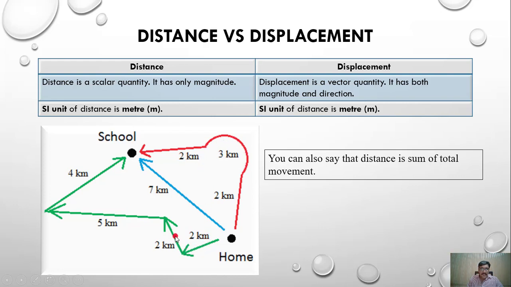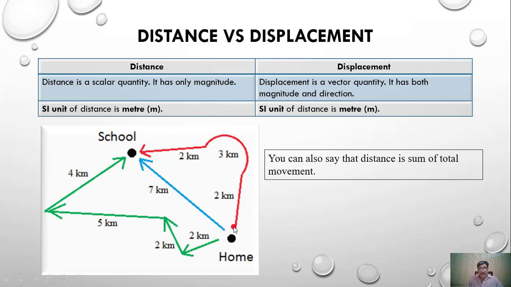If you follow this green path, then you have traveled some distance from your home, it is 2 kilometers, then again 2 kilometers in some direction, 5 kilometers and 4 kilometers. So the sum of this is 9 plus 2 is 11, 13 kilometers. So when you follow this path, this is a longer path.